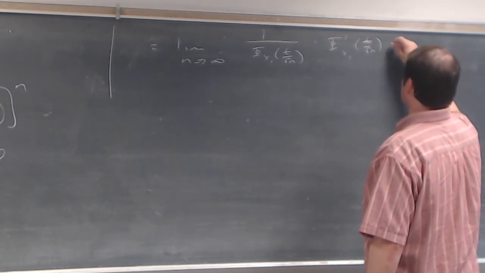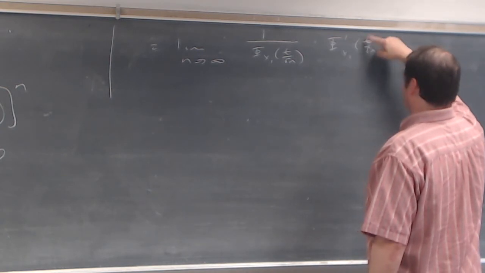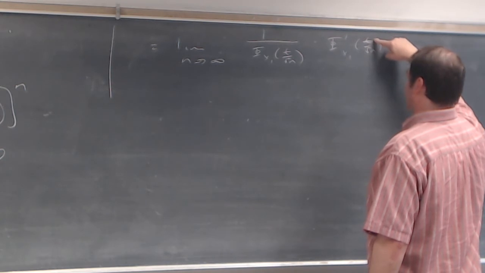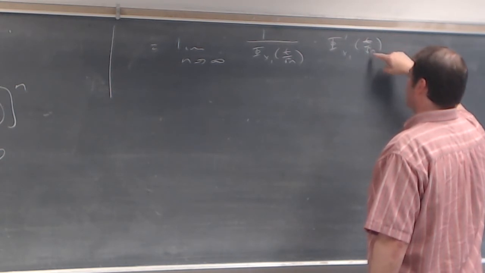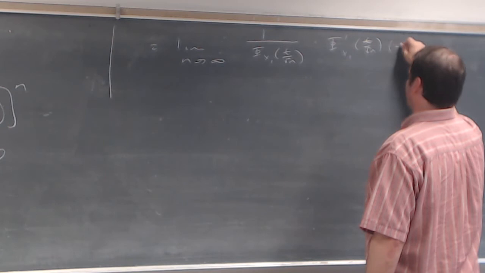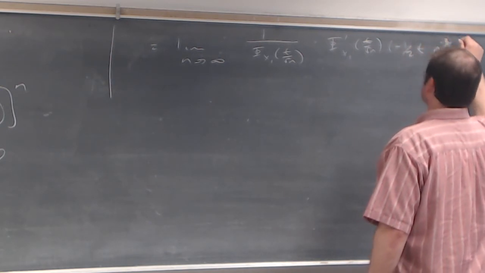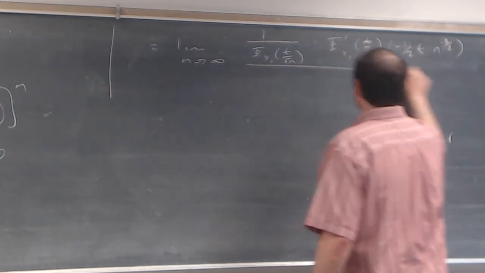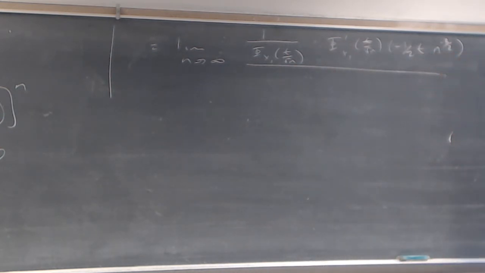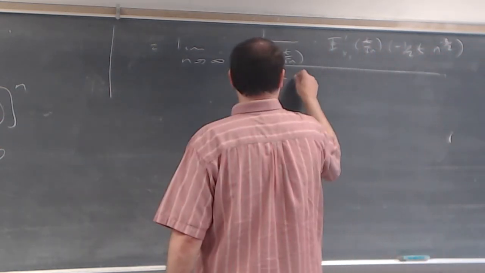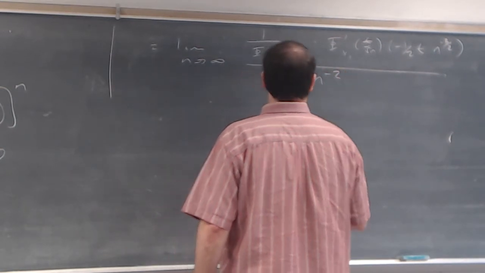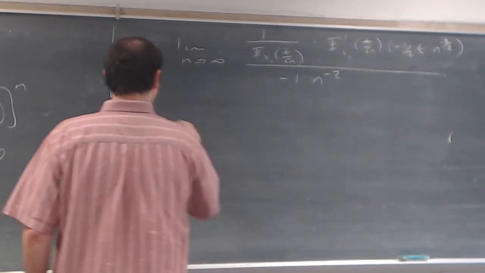And so this is going to be equal to, really rewriting this in an advantageous form, t times n to the minus 1/2. So we have this derivative, minus 1/2 t n to the minus 3/2, all over the derivative of n to the minus 1 using the power rule, which would be minus 1 n to the minus 2. Okay, we can simplify that a little bit.